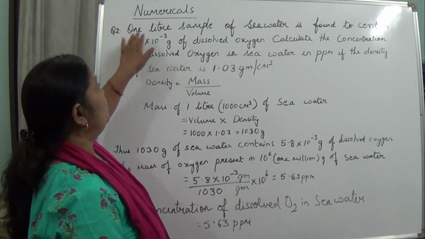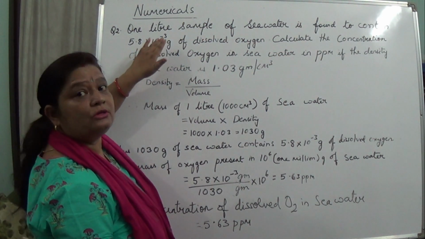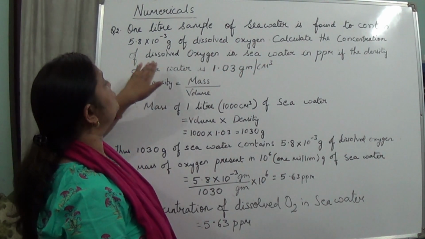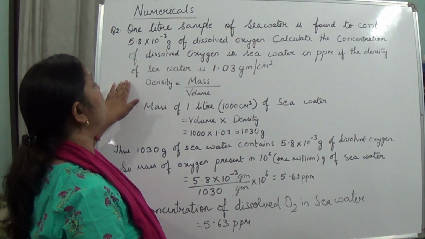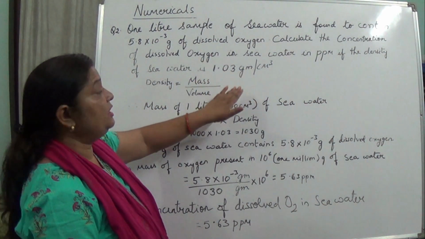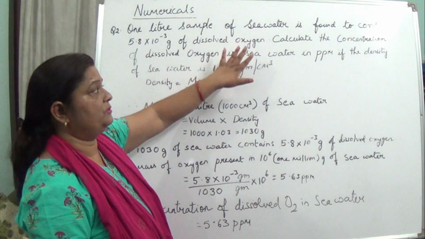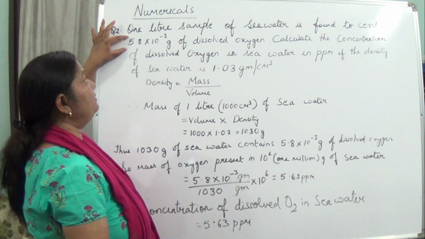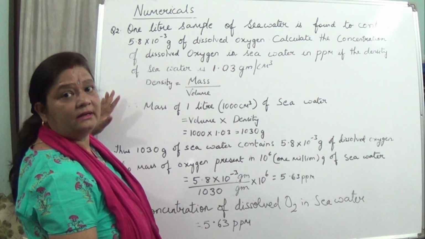It is: 1 liter sample of seawater is found to contain 5.8 into 10 to the power minus 3 grams of dissolved oxygen. Calculate the concentration of the dissolved oxygen in seawater in parts per million if the density of seawater is 1.03 gram per centimeter cube. So here, first, when we get a question, we have to see the particulars which are present in the question. So first we are getting the density. Here the value of solute is also given, and the value of solvent is also given. Okay, so now with these particulars we will start our numerical.